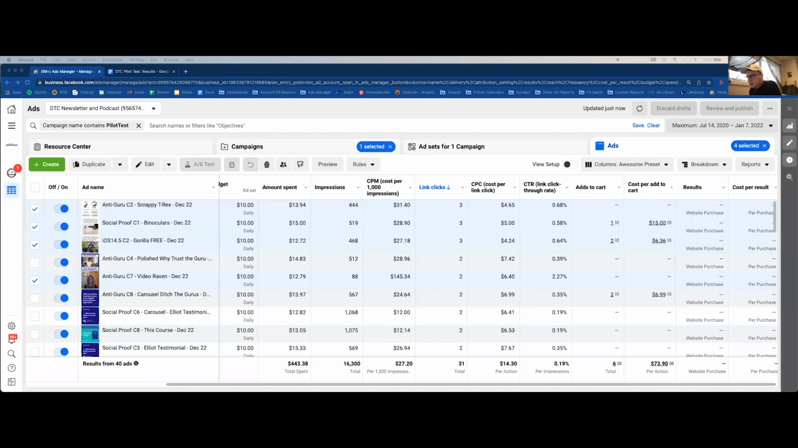Okay, so looking at this, we structured this test the same in terms of how it logically follows from the other ones. We're running the same conversion objective, same formatting with 1 ad per ad set, $10 per day to each ad set until we have the data that we feel comfortable working with to move on to the next step, which will be audience testing.